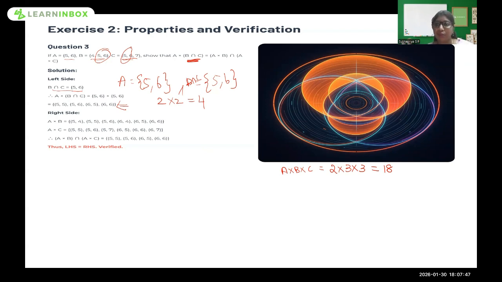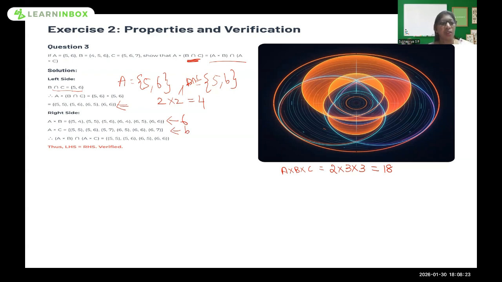In a similar way, we have to find the RHS, that is our right-hand side. So there are 2 brackets over here. One bracket A cross B and another bracket A cross C. Then we have to intersect. So for A cross B, that is 5, 6 and 4, 5, 6. So 2 into 3, you will be getting 6 elements in total over here. And for A cross C, it is also 2 and 3. So here also 6 elements in total.